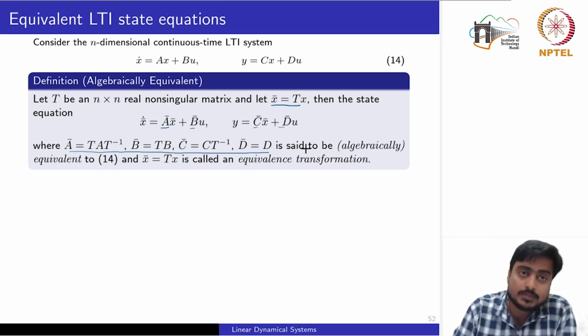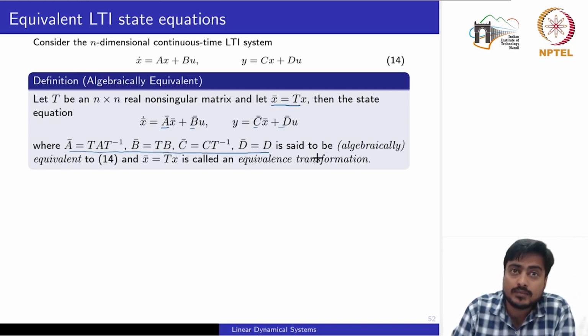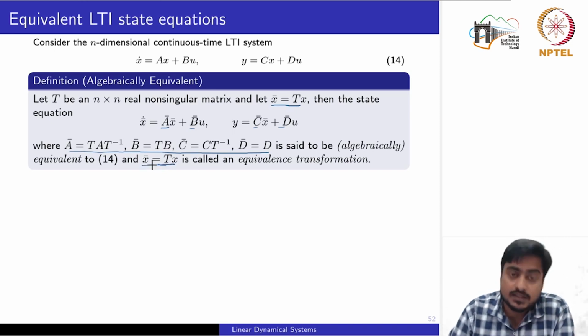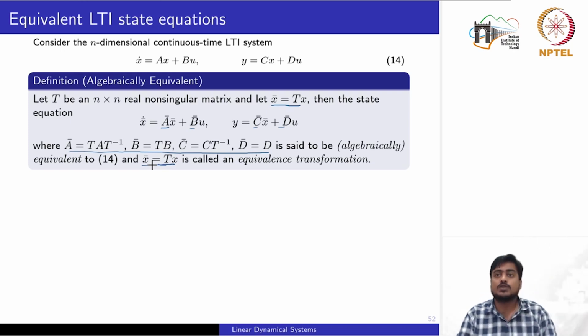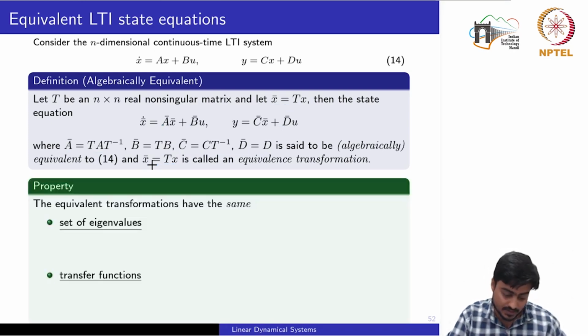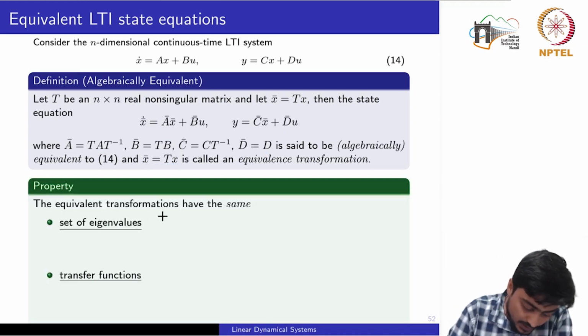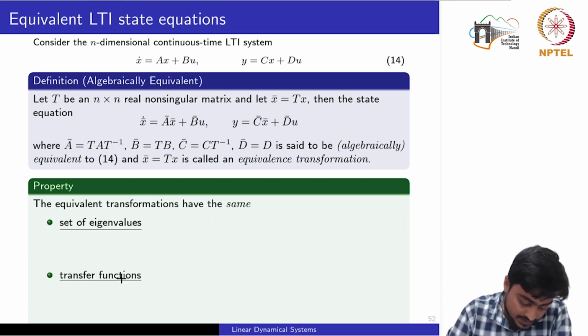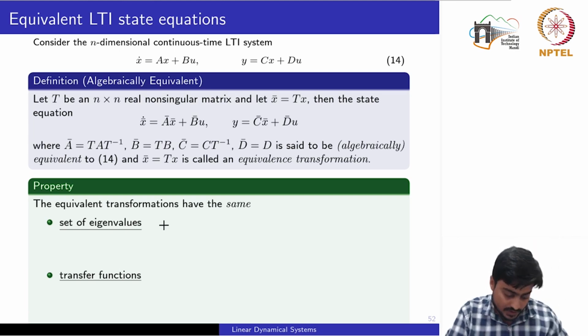Then we say that these two representations are algebraically equivalent, and this equation X bar equals Tx is defined as the equivalence transformation. Now the next question arises. If you have two different state space representations, what would happen to their eigenvalues and also the transfer function? Do the eigenvalues remain the same? And the same goes for the transfer functions. So the equivalent transformations have the same set of eigenvalues and also the same transfer functions. We can see quickly the derivation of these two.